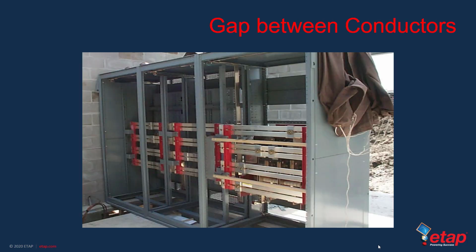Another major source of variation, which is difficult to capture and many times ignored, is the gap between conductors. The gap between electrodes at different sections of the equipment can vary significantly.